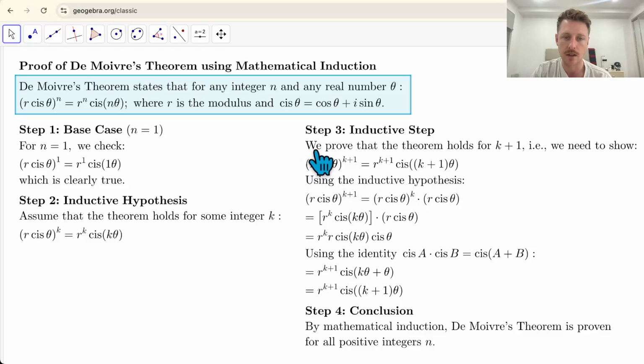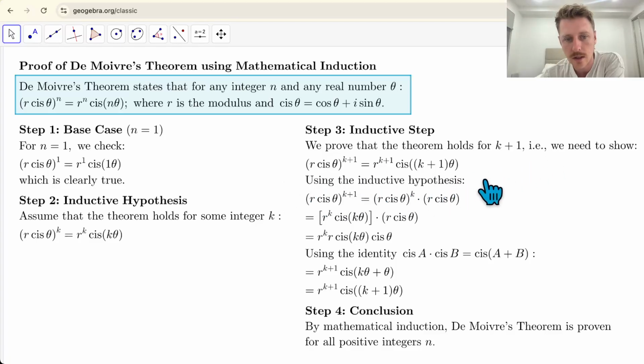Basically, we're just saying, all right, we can get to the k plus 1th term. r cis theta to the k plus 1, so getting to the next term, is in fact equal to r to the k plus 1 cis of k plus 1 theta. That's what we need to show.